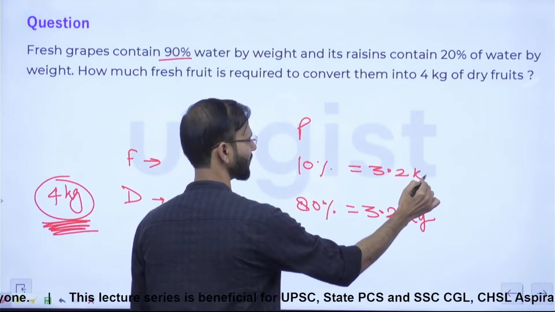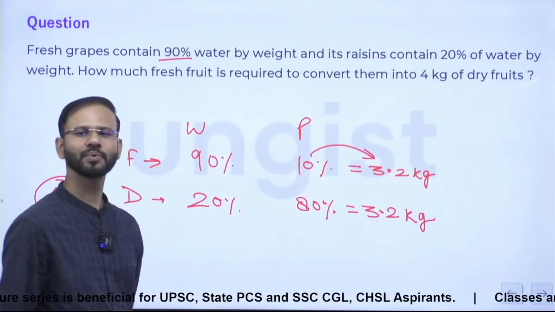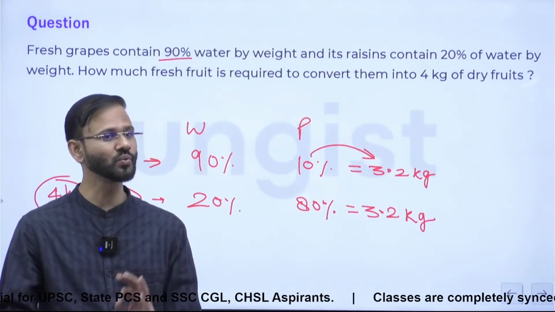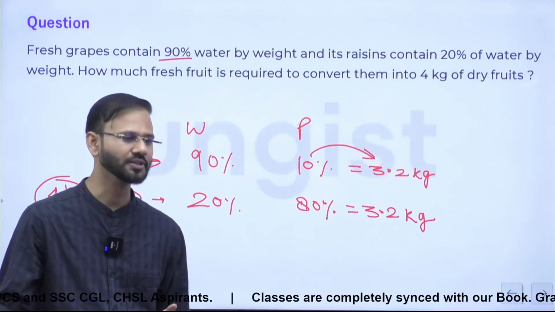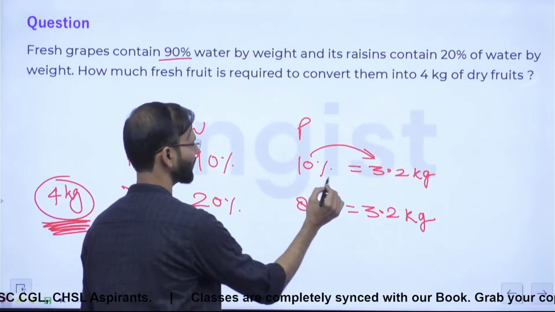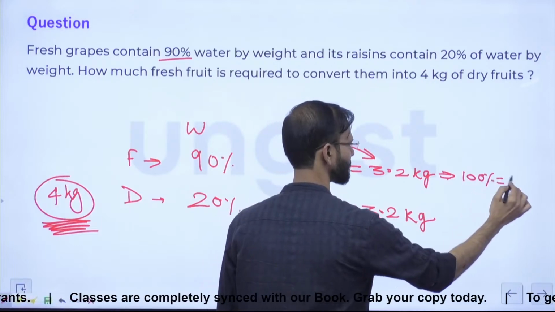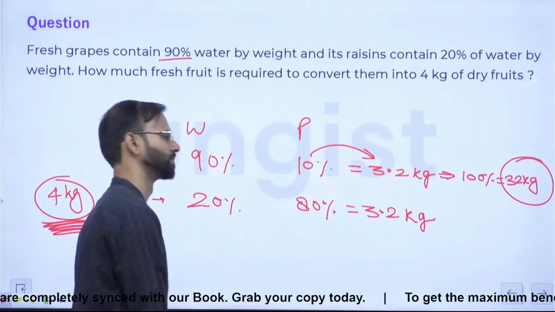Everybody clear? But in fresh stage, the concentration of pulp was 10%. So in fresh stage, 10% was equivalent to 3.2. Then 100% will be 32. So this implies 100% is equal to 32 kg. So the answer is, guys, 32 kg.